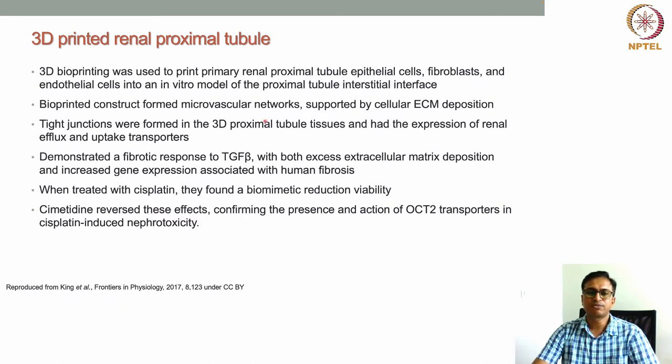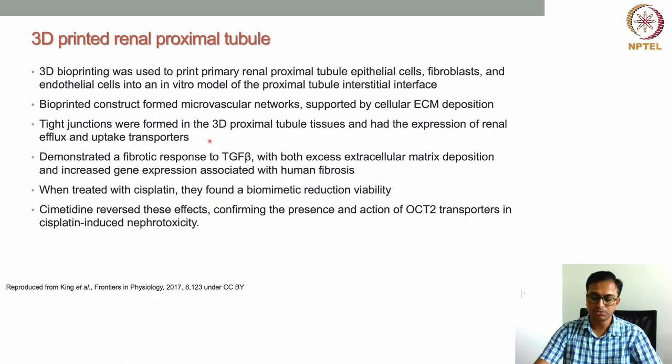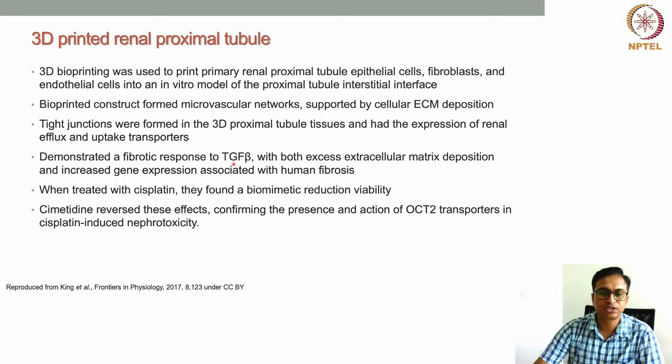When this bioprinted construct formed a microvascular network supported by cellular ECM deposition, they could see an interstitial space where tight junctions formed in the 3D proximal tubule tissue, with expression of renal efflux and uptake transporters. This kind of anatomical structure is important for the function of that tissue. They also demonstrated a fibrotic response with TGF beta. TGF beta is a growth factor, but it induces fibrosis in certain tissues. Like in kidney, if there is a high amount of TGF beta expression, it can lead to kidney fibrosis. They have seen that within their model.